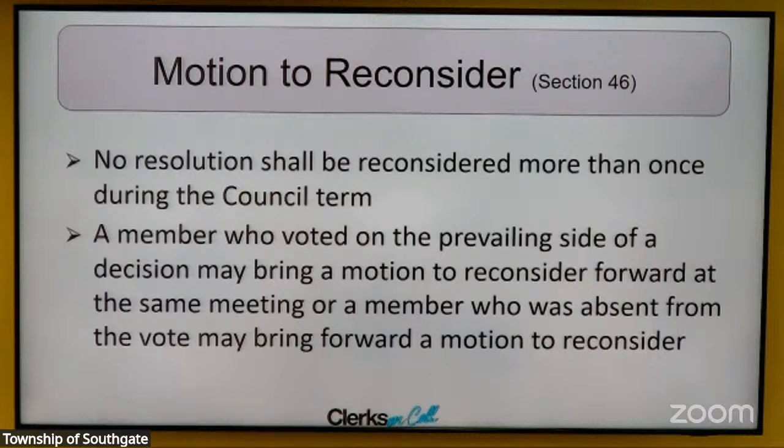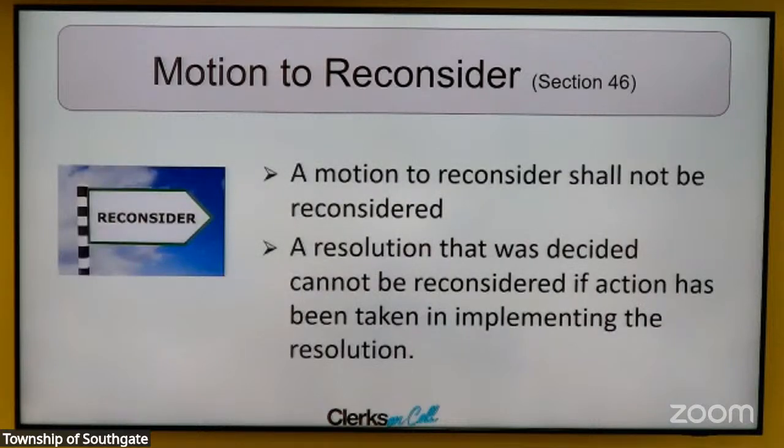and states that any proposal to reconsider a decision of council must be made within its current term and can only be made once during the council term. A motion to reconsider a resolution can only be made by a member who voted on the prevailing side of the motion or someone who didn't vote at all on the original motion. And a motion to reconsider itself cannot be reconsidered. And of course, any resolution that was decided cannot be reconsidered if action has been taken in implementing the resolution.